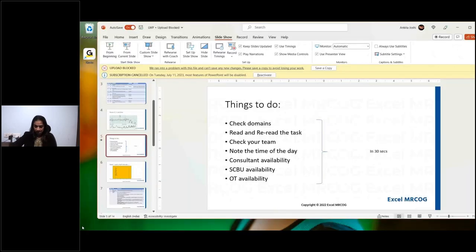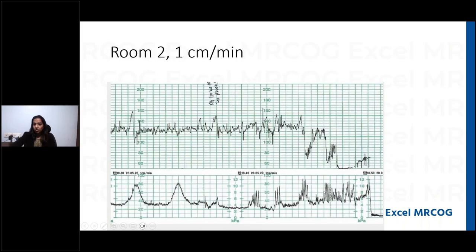And here in the CTG, again, these are like artifacts. So you cannot really make out whether the tone is increased or the contractions have ceased, etc. So again, another way of knowing whether this is abruption or rupture.